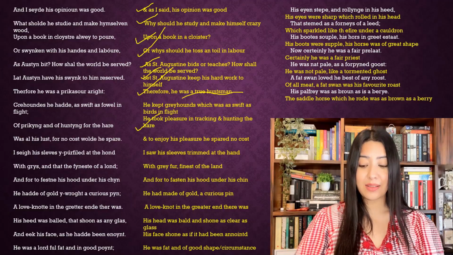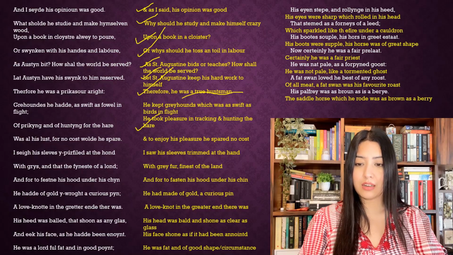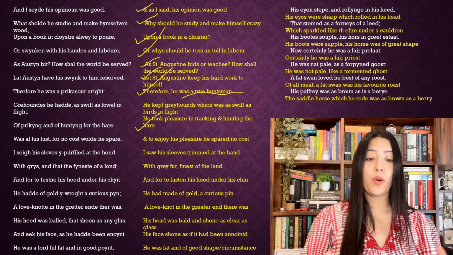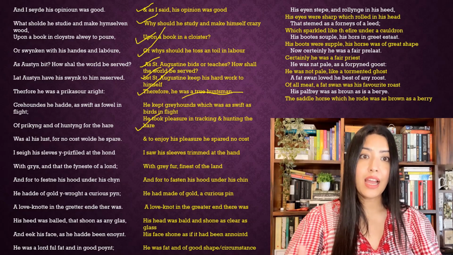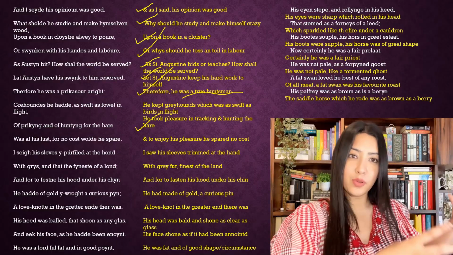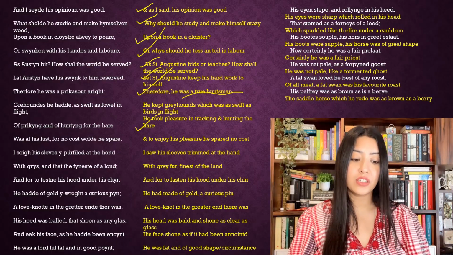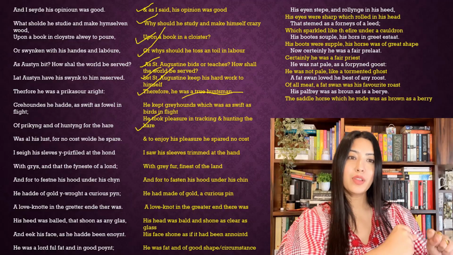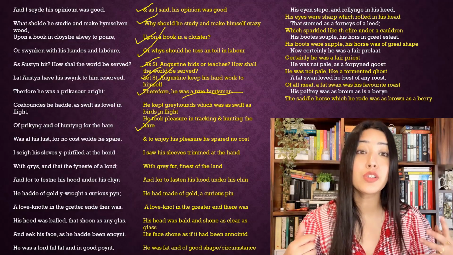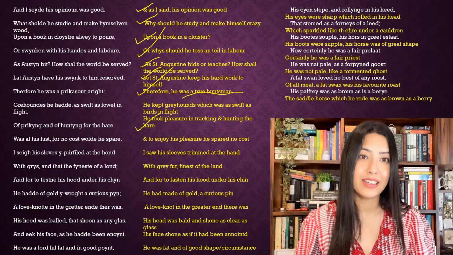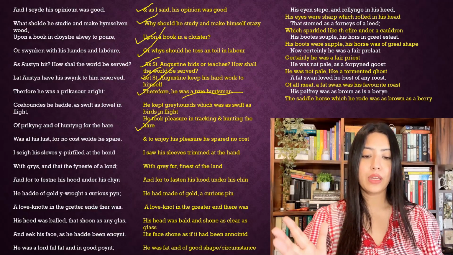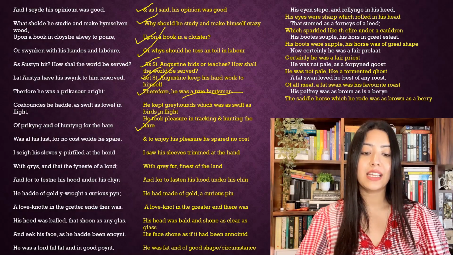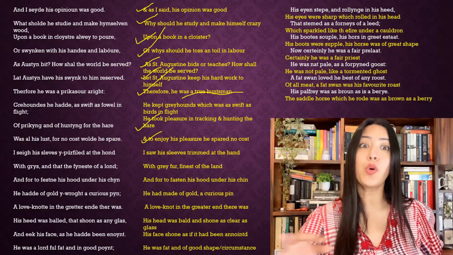So the knight, the squire, and the yeoman are part of the nobility, so they have those traits. Then you have the church: the nun, the prioress, the monk, the friar. They will have the qualities of those times. So you have to understand that Chaucer is doing everything deliberately. So here you have greyhounds which were as swift as birds in flight. He took pleasure in tracking and hunting the hare, and to enjoy the pleasure he spared no cost.